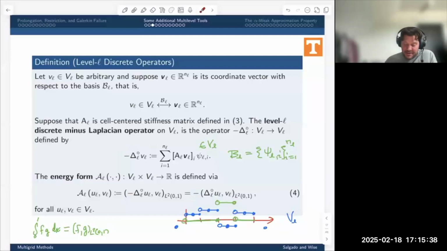Okay, so I've just introduced a weird minus Laplacian operator, which may or may not have anything to do with the Laplacian operator. And I've introduced this weird energy form, which may or may not have anything to do with anything else in the world. But it turns out they are both quite useful, as the following properties are about to show us.